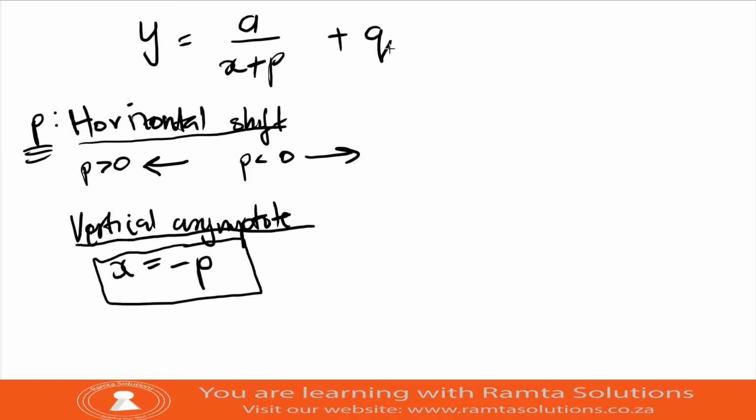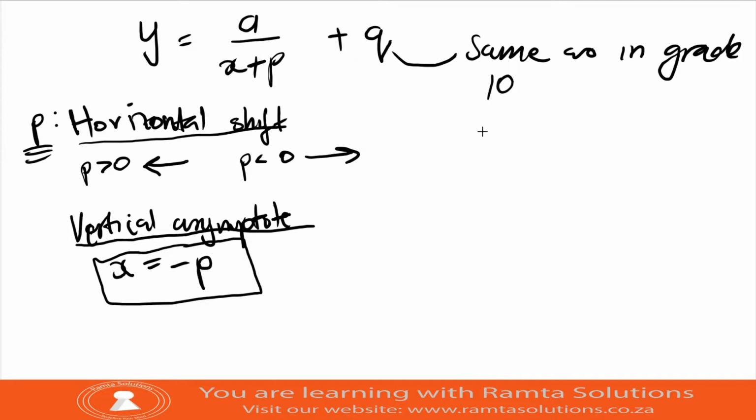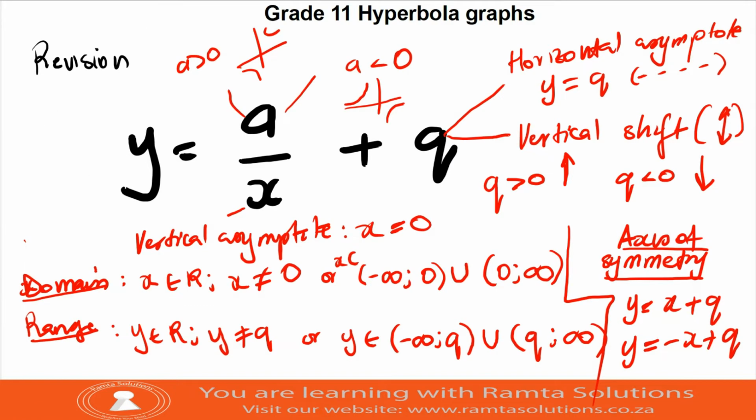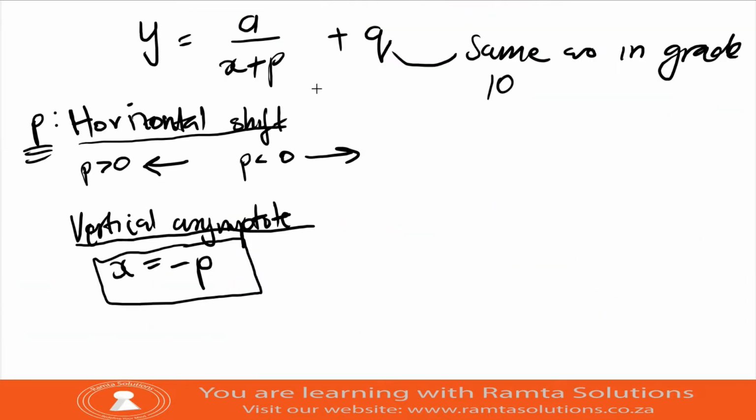Now this q, the very same thing that I said in grade 10 applies. When I say same as in grade 10, I'm going back to the introduction slide. It still represents horizontal asymptote. It still represents vertical shift. It is the same thing. All right. Now, I think this is all we need.